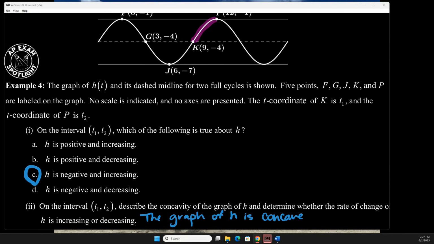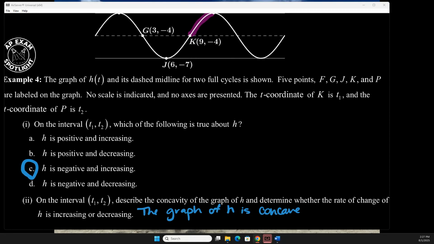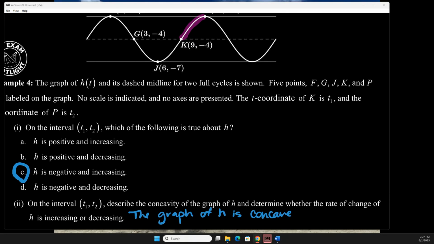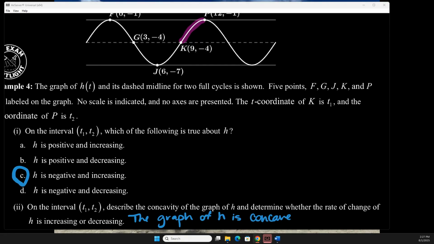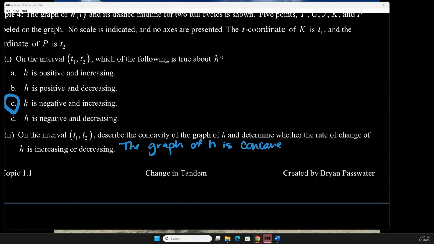What do you guys think? Concave up or concave down? Does it look like a frown? Yeah, this is down again. I really wish it wasn't, but it is. So this is all down. This is the section that's up. It's okay. It's brand new. And the rate of change of h.